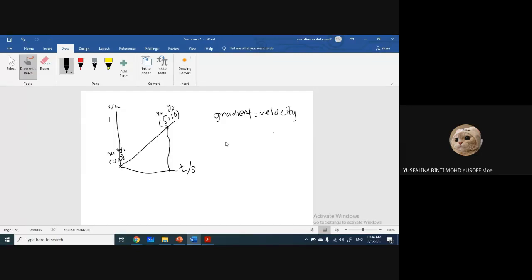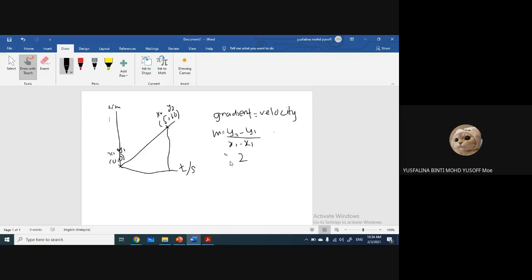And then you use the formula for the gradient. So m is equal to y2 minus y1 divided by x2 minus x1. Then you just put in the values: 10 minus 0 divided by 5 minus 0, and you will get 2. The value is 2. And then the next one, how about the unit?